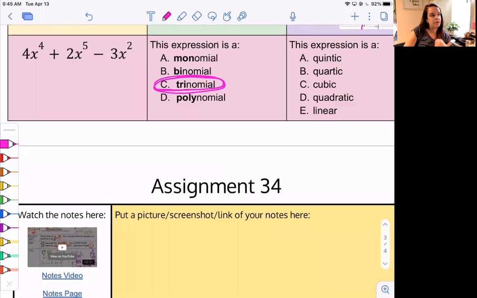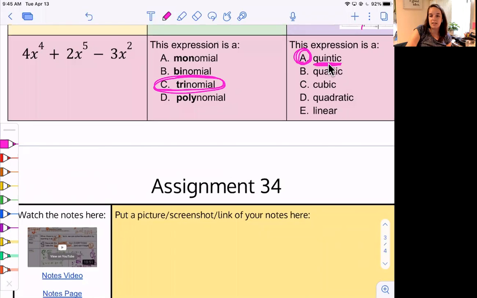5, 4, 3, 2, and 1. Oof, look at these. Look at what we got. Looks like A barely won, right? A is the correct answer. Quintic.